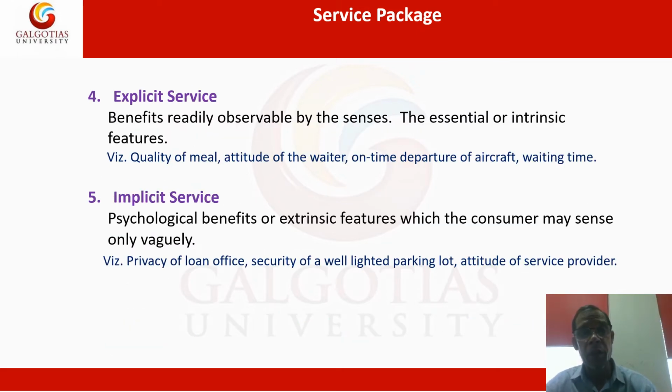Explicit service: the benefits readily observable by the senses. That's all explicit service, the essential or intrinsic features. Something like the quality of a meal. You go to a restaurant; how is the quality of the meal that you are able to observe? The attitude of the waiter, how good the behavior in the restaurant is. On-time departure of the flight, train, or bus by which you are traveling. That is explicit service that you are able to feel and observe.